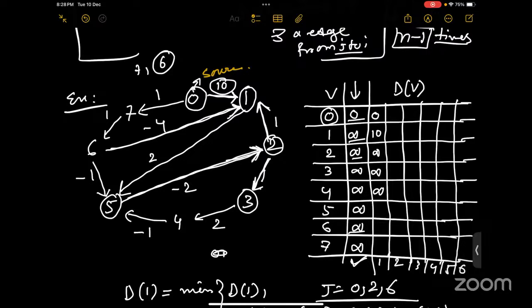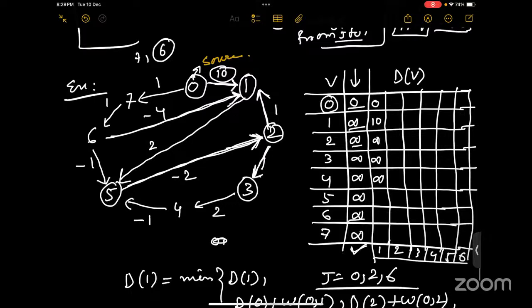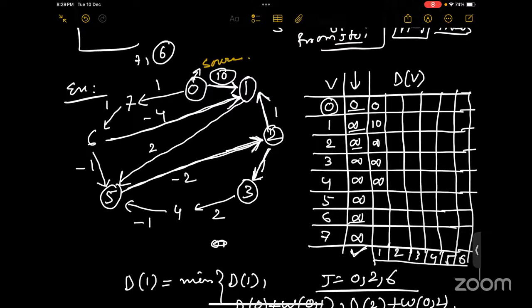Then there is a path from 0 to 2, no? There is a path from 0 to 7 to 6 to 5 to 2. From 0 to 2, but as I said, we have to repeat the process 6 times. So at the final step, we will get the final distance. As we move from one step to another step, the number of infinities will be decreasing. So let us follow this up to 6 steps. Then let's see what is the case.